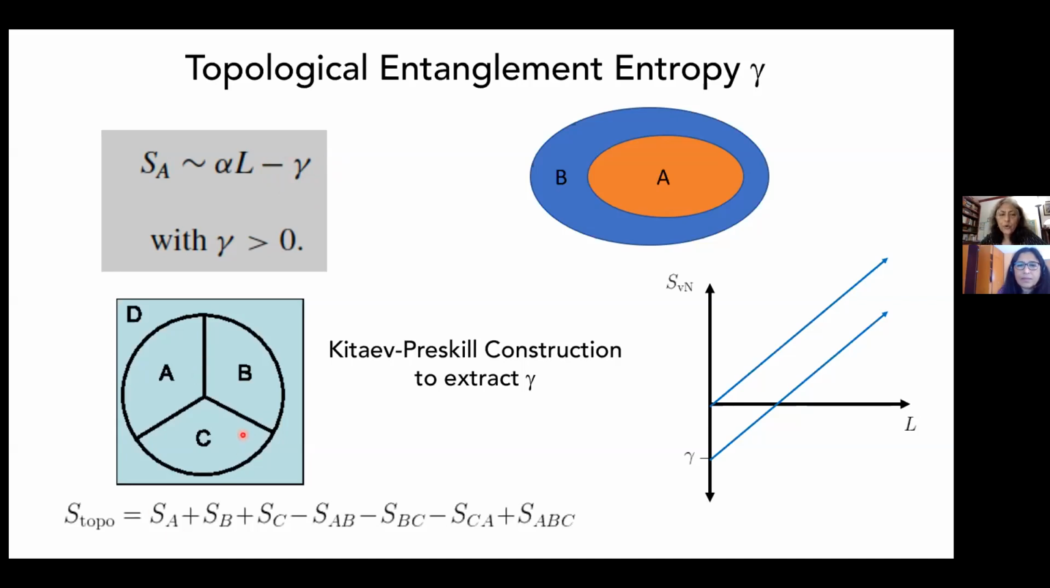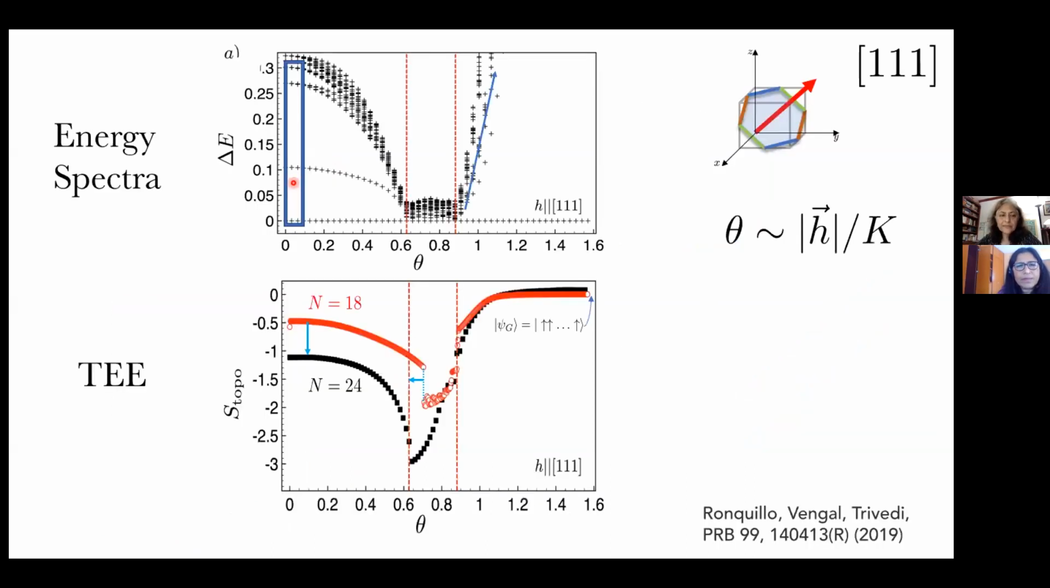I'm not going to go into it, but there is a construction you can do thanks to Kitaev and Preskill by breaking up your system into parts such that the L part cancels out and you can read off just the topological entanglement entropy, which is this gamma value. So that's what we do in our systems. We break it up and we calculate this topological entanglement entropy.